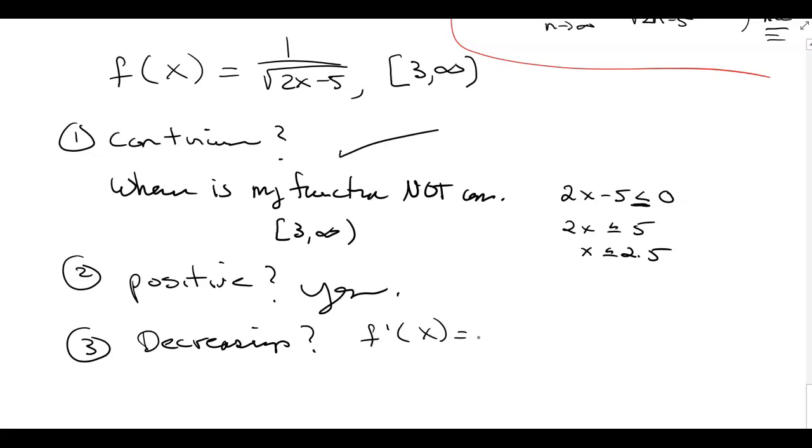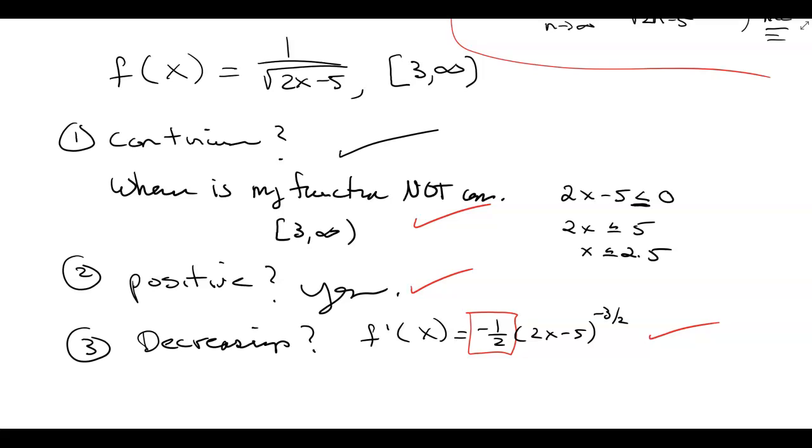So the original function is 2x minus 5 to the negative 1/2 power, which means the derivative is negative 1/2 times 2x minus 5 to the negative 3/2 power. Well, there you go. Since my derivative is negative, my function is decreasing. I am good on my checklist. So it doesn't take long. Just a few quick notes, not a lot of work.